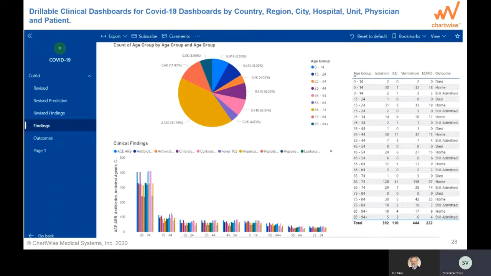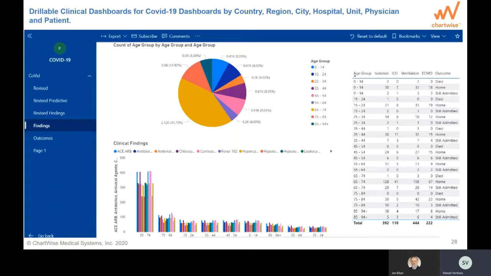This screen is another view of those findings where you can see the count by age group that there were findings found for. Over on the right, we list out by age group the detailed numbers of how many of them went into isolation in that age group versus ICU versus ventilation, as well as the outcome. And in the bottom left, we're just doing another view of the clinical findings split out by the finding, be it fever, antibiotics, and so forth.